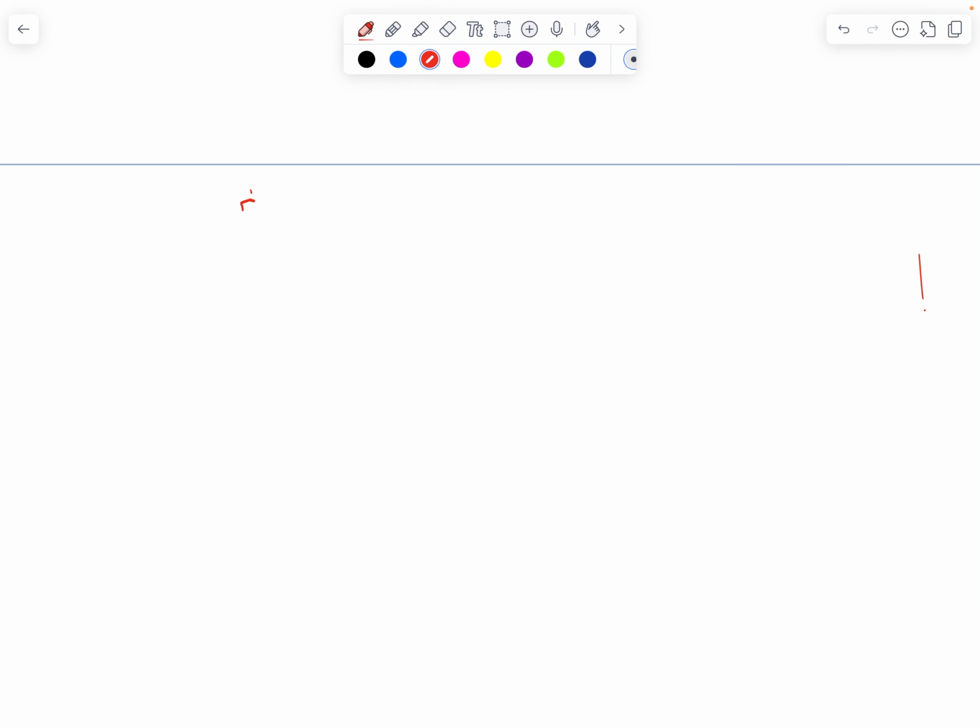Okay, better notation. I thought I turned that off. Better notation.